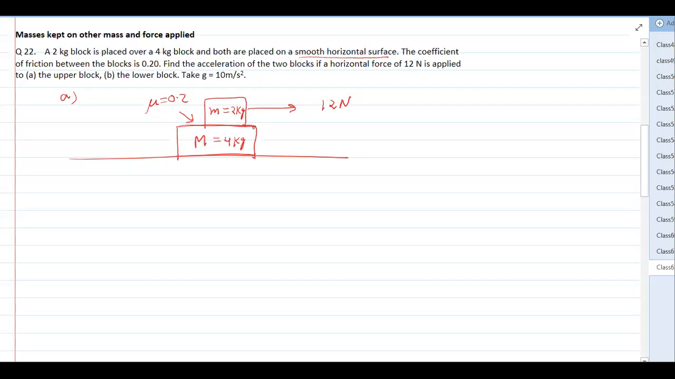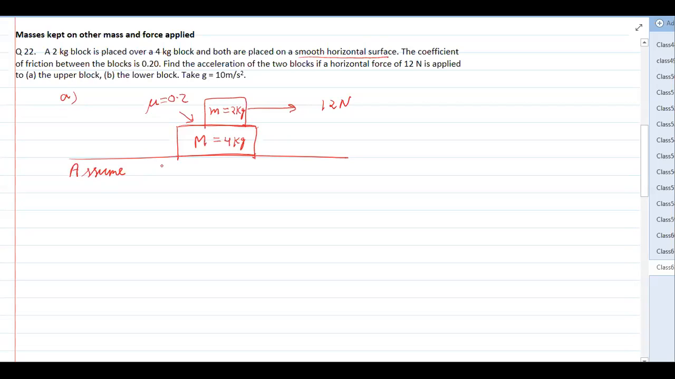If friction is large enough, then they will slide together, because the friction will not be overcome by the forces. And if the friction is small, then the two blocks will start sliding over each other. They will have different accelerations. So how to solve this question? First we consider that the two blocks are moving together. So first we have to take an assumption.